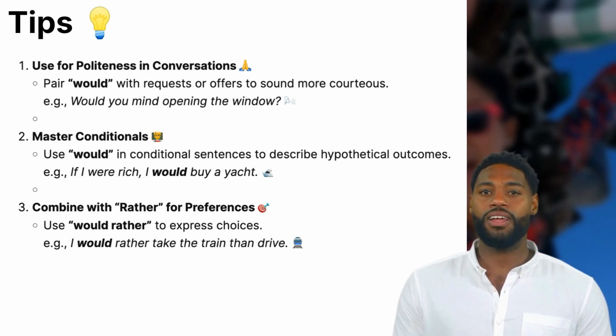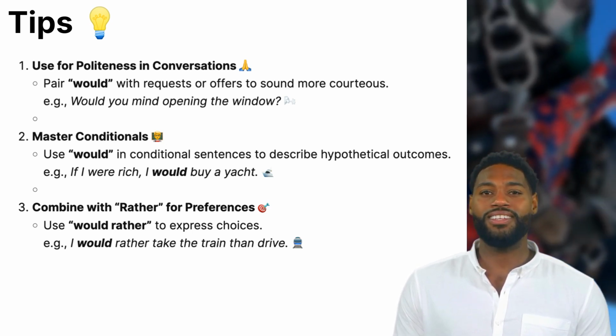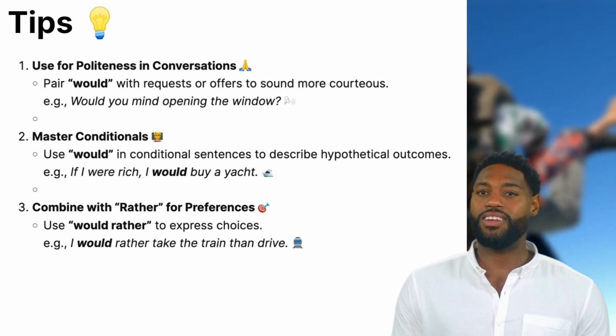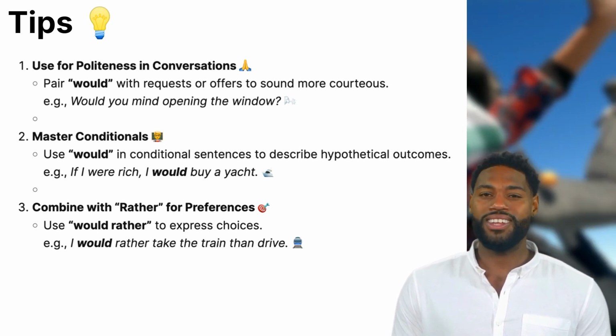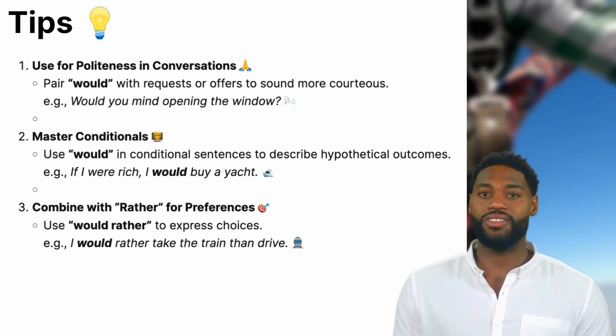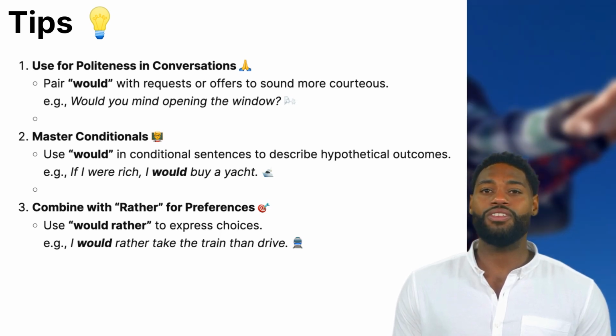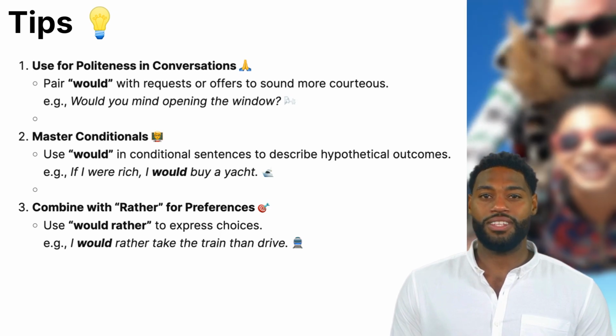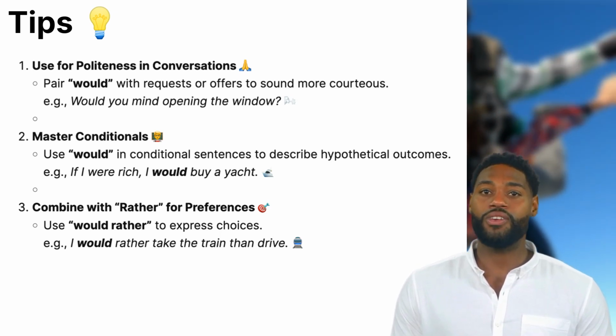More examples: If she studied harder, she would pass the test. If I had a time machine, I would visit ancient Rome. Practicing conditional sentences will help you express hypothetical ideas clearly. 3. Combine with rather for preferences. Use would rather to express personal choices. Example: I would rather take the train than drive. This means the speaker prefers taking the train over driving.